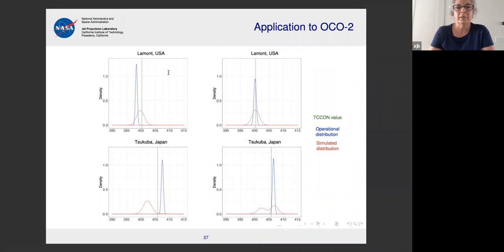This is at the Lamont, Oklahoma site. The TCON value measured, I guess I didn't put a day on here because these are just examples, is indicated by the green line. The operationally retrieved Gaussian distribution with mean x hat and variance s hat is the blue distribution, and our simulated posterior distribution of the truth given the retrieved is the red one. So these are just some examples.